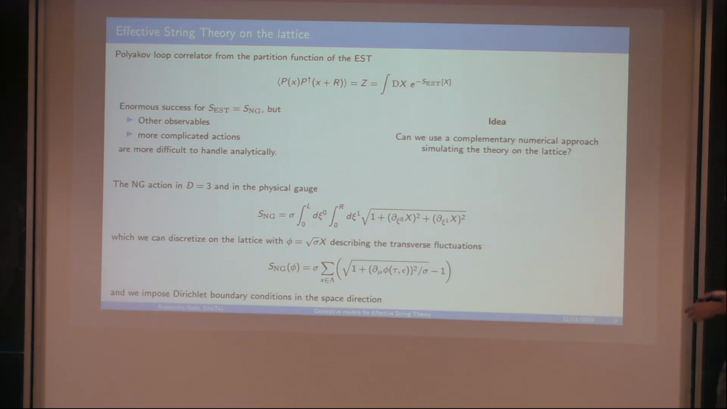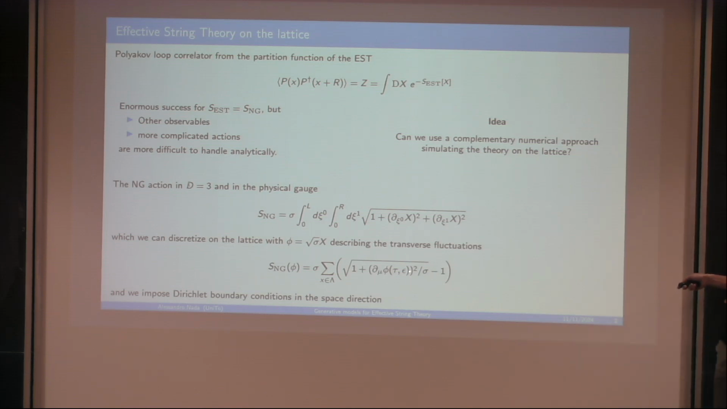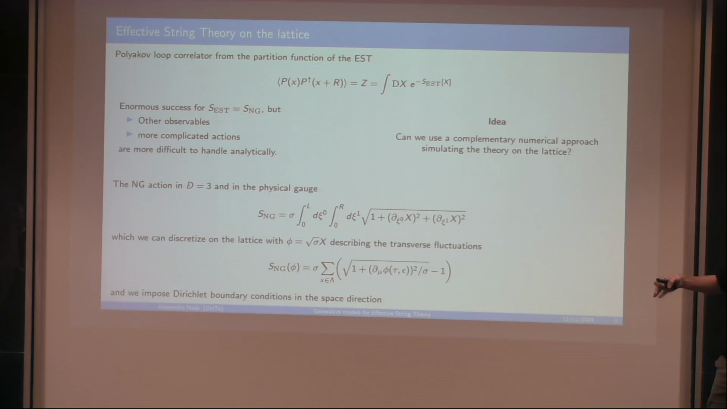In the case of the Nambu-Goto action that I wrote here, this becomes a discretized version. We have a scalar field, which describes the transverse fluctuation of the flux tube, the worldsheet. Of course, we impose boundary conditions in the time and space directions, since we have the two color sources.